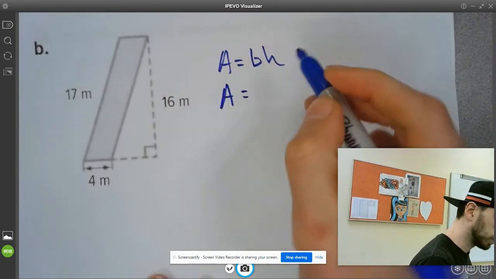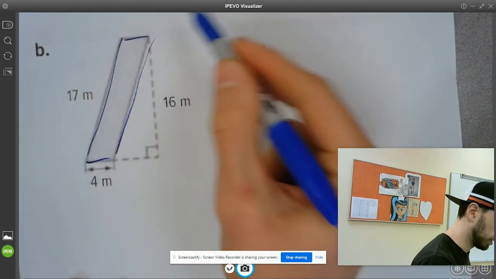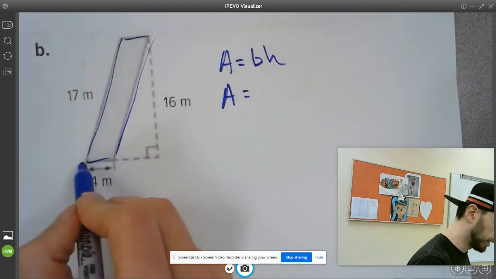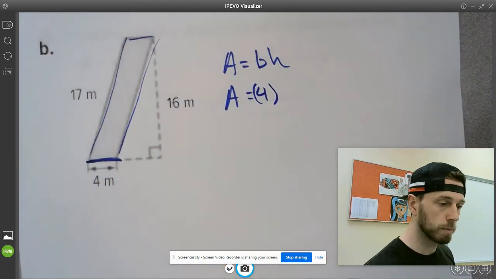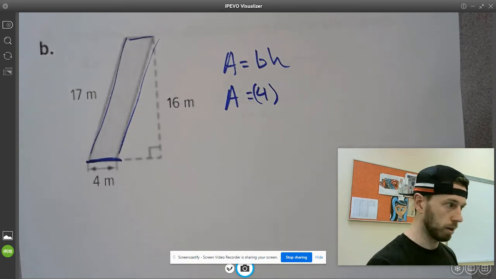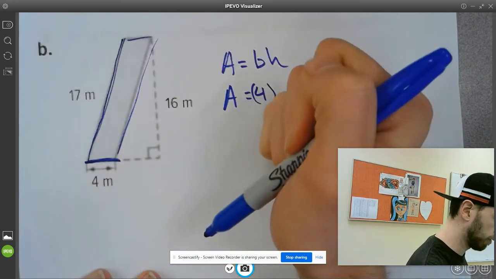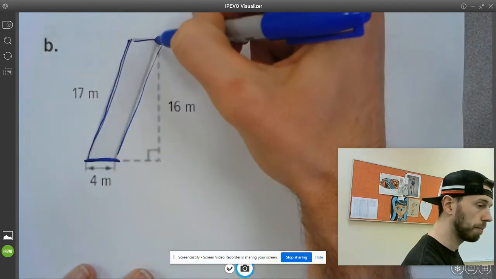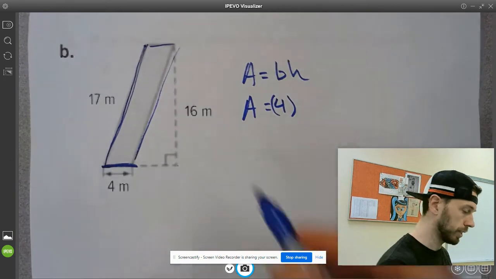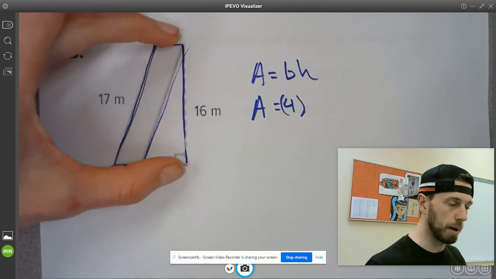Remember, the base is the distance across the bottom of the figure. Remember, what I have outlined in blue is the figure, okay? And the distance across the bottom of it is 4 meters. So we have 4 for the base. And then now we have a decision to make. Is the height of this figure this angle here from the bottom to the top? Or is the height from the bottom to the top at a right angle? Well, the answer is it's going to be this distance here because we want the shortest distance from the bottom to the top of this.